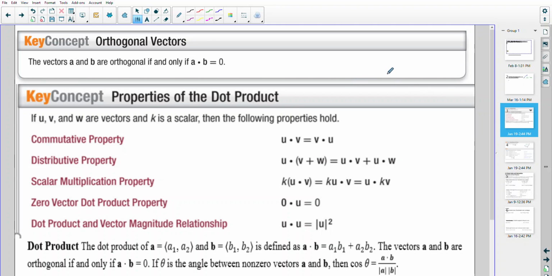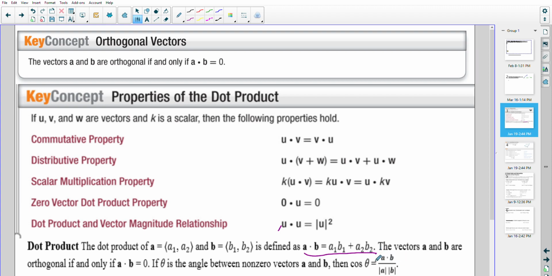In this lesson, we're going to talk about the dot product and properties of vectors, as well as finding the angle between two vectors. And so, first thing that you need to know is there is something called a dot product. And the dot product of two vectors is defined as a1 times b1 plus a2 times b2. And we'll do an example with that shortly.